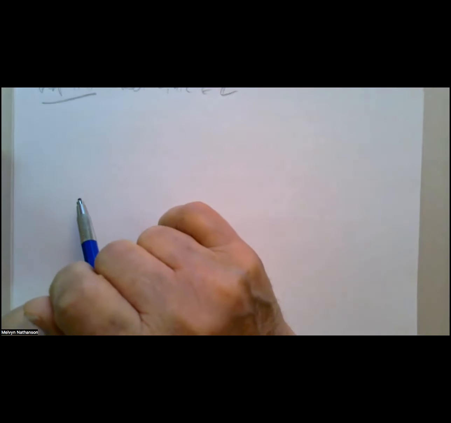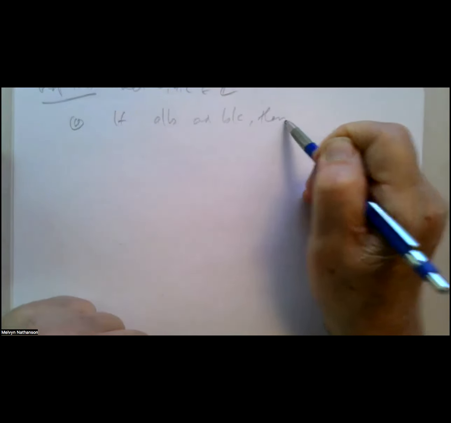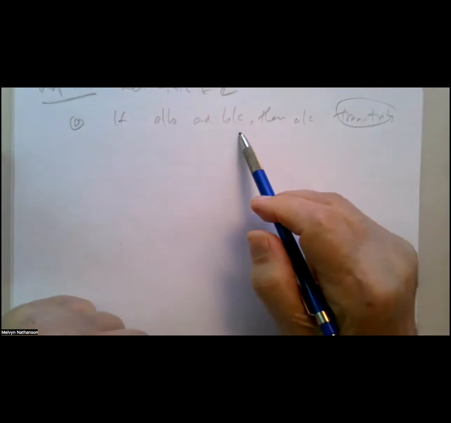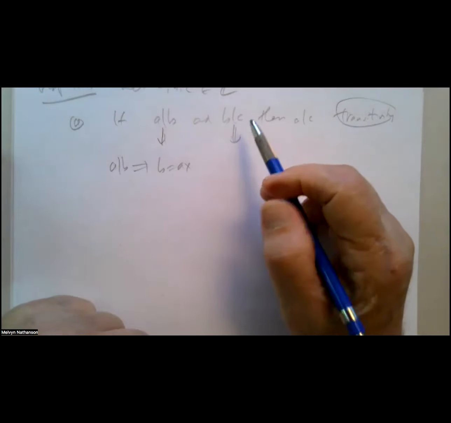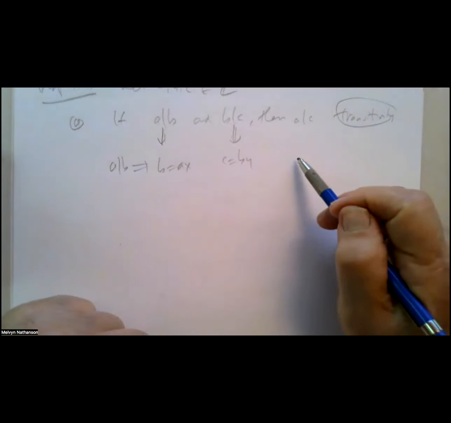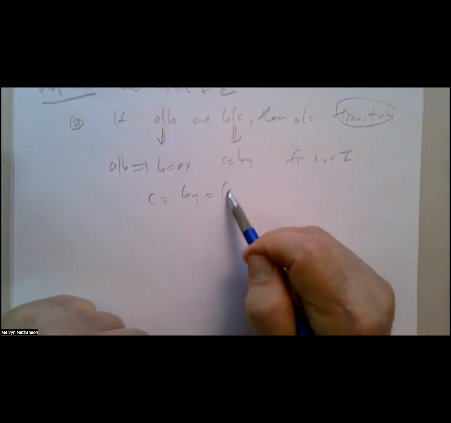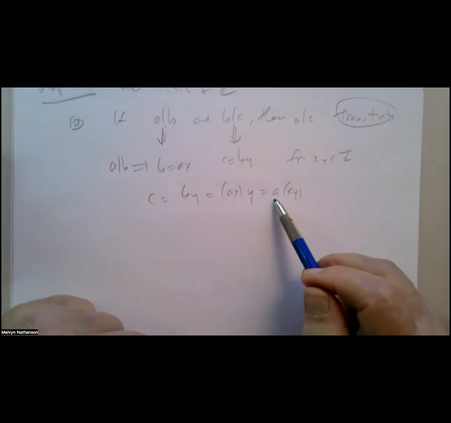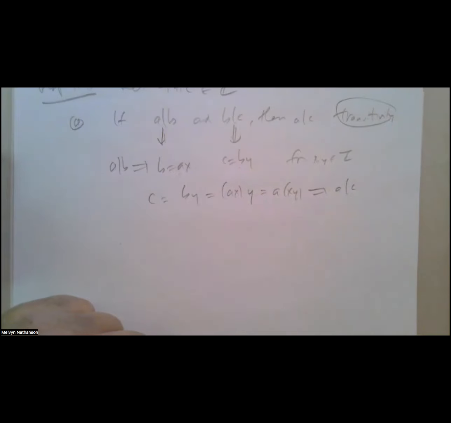Suppose A, B, and C are integers. If A divides B and B divides C, then A divides C. This kind of property is sometimes called transitivity. What's the proof? If A divides B, that means B is AX for some integer X. If B divides C, that means C is B times Y for some integer Y. So C is B times Y, but for B, I can substitute AX, so that's AX times Y. By associativity of multiplication, this is A times XY. So C is A times some integer, XY. So A divides C. That's a proof of the first statement.